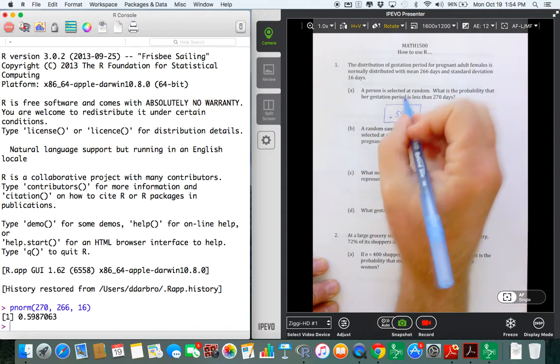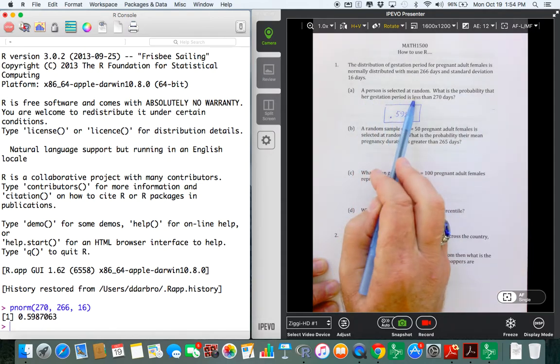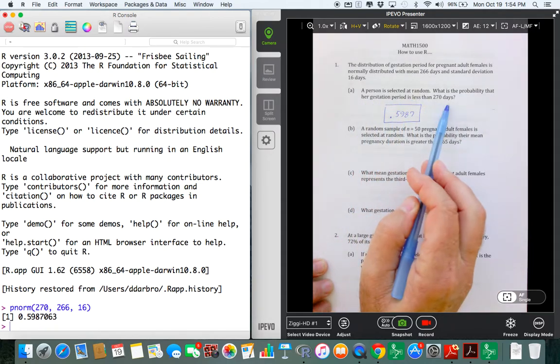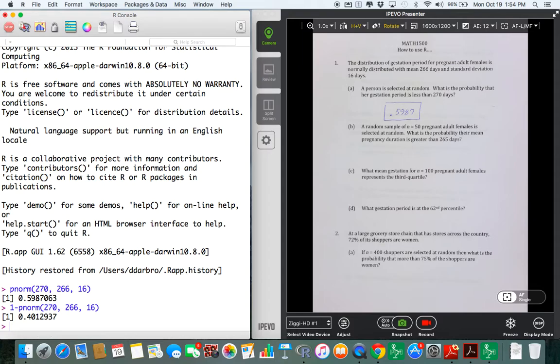Now, what if it had said, what is the probability that her gestation period is more than 270? Well, then you just have to subtract that from 1. And get 0.4013, okay? But it didn't ask that, it asked below.